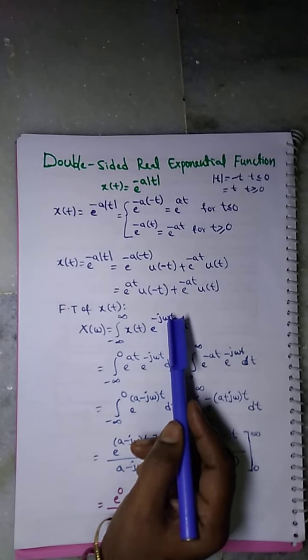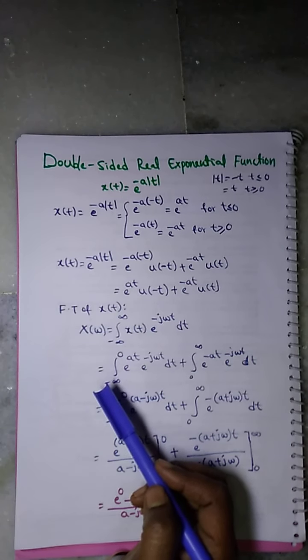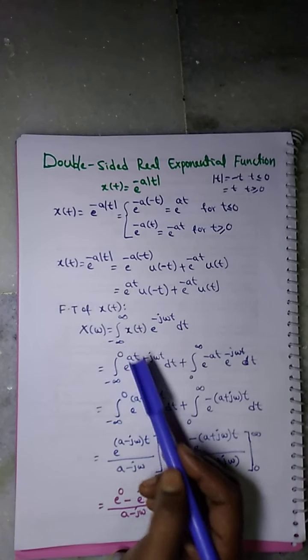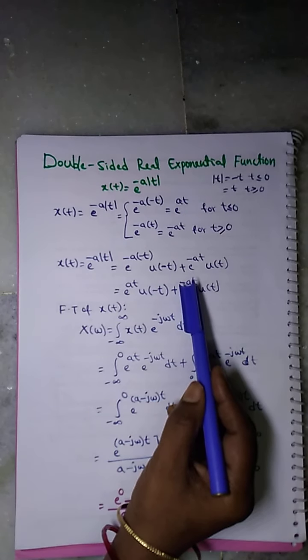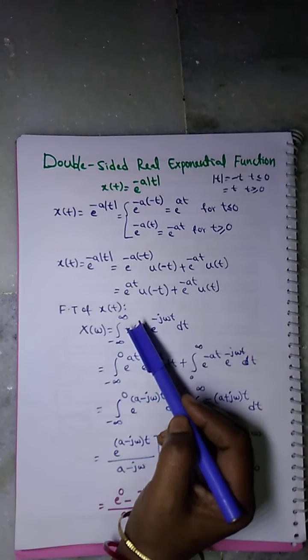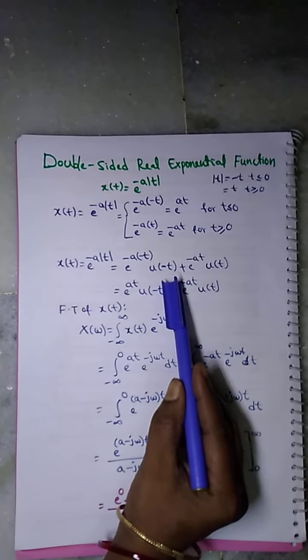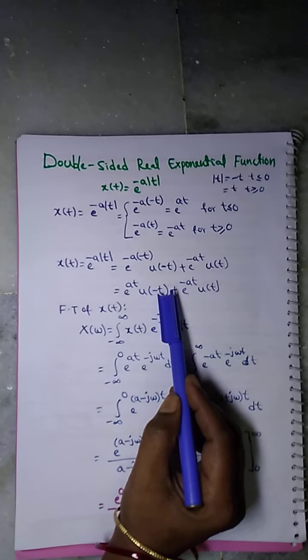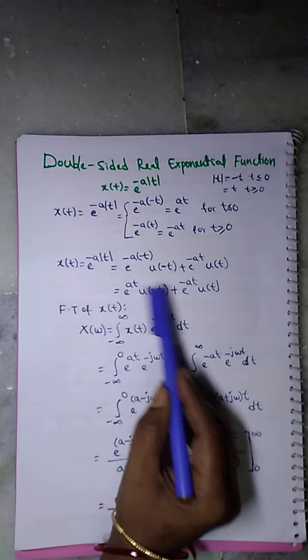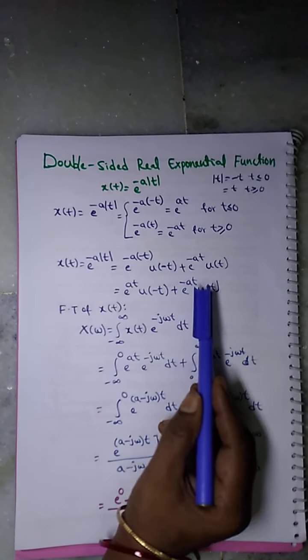So x(t) is given as e^(at)u(-t), which means for t less than or equal to 0. What is the range for t less than or equal to 0? It is minus infinity to 0. So for minus infinity to 0, we will have the function e^(at). From 0 to infinity, we will have the function e^(-at). So this integral will be divided into two parts: for the negative range, it is e^(at), and for the positive range, it is e^(-at).